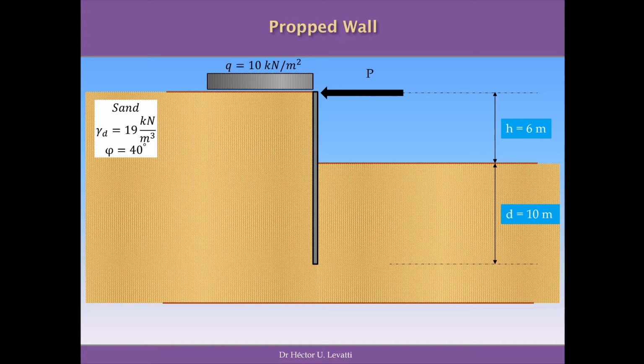So we're going to have a load Q and favorable variable loads of 10 kilonewton per square meter on top of the ground to the left side of the wall. We're going to have a height of 6 meters for the wall, keeping the ground in this position. The wall is inserted 10 meters in the ground. The dry unit weight of the soil, which is sand, is 19 kilonewton per cubic meter, and the angle of internal friction initially is 40 degrees, the main property for this sand.